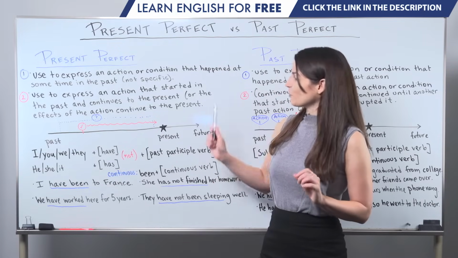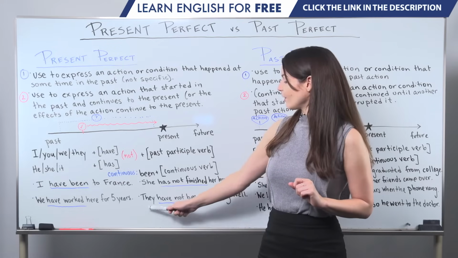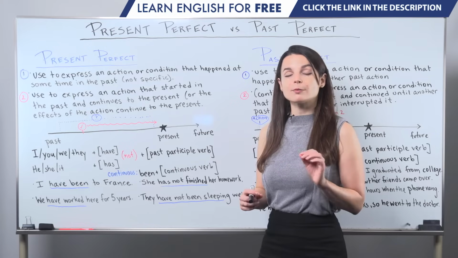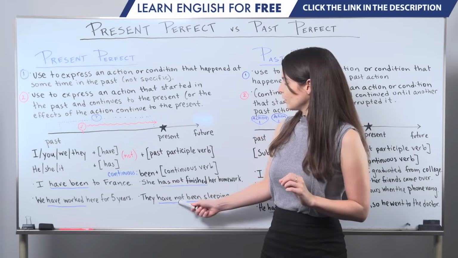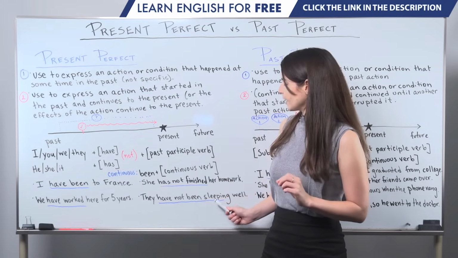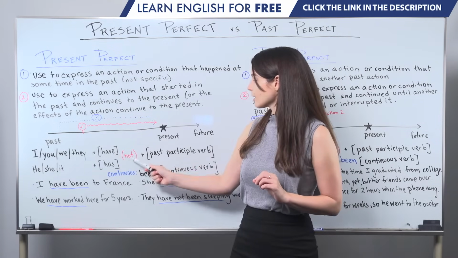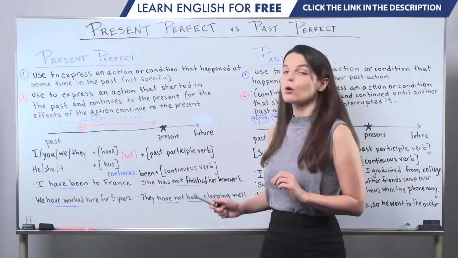Okay, let's look at one more example sentence then. They have not been sleeping well. Here we have a negative and a continuous form. So they have not been sleeping well.